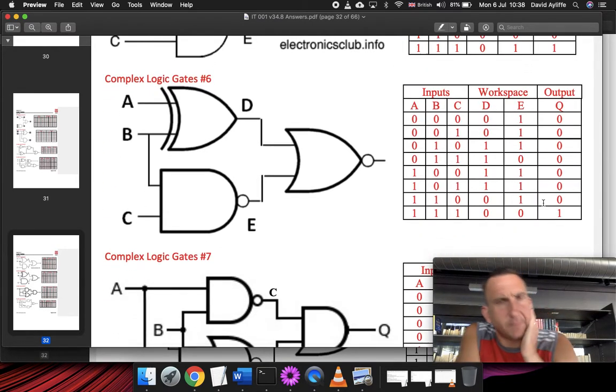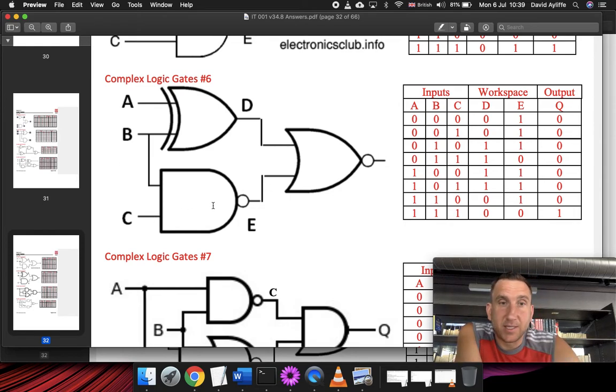Logic gate 6. So this is XOR. So D is A XOR B. So XOR, remember, if they're both the same, we get negative. So these are both the same, so negative, both the same, negative. Here, these are different values. 0, 1, 0, 1, 1, 0, 1, 0. So we get positive output. These are both the same, 1, 1, 1, 1. So we get negative output.